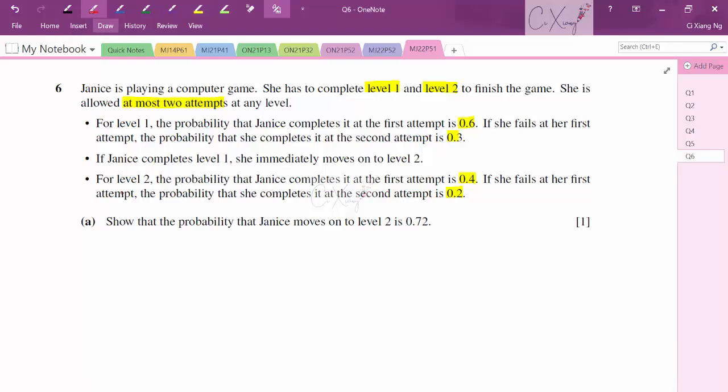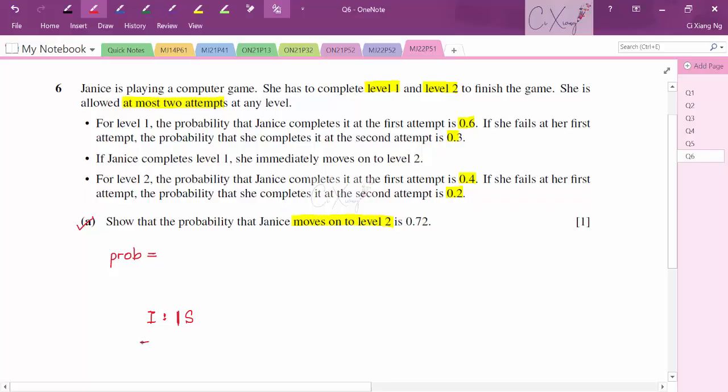Now they are asking us to show that the probability that Janice moves on to level 2 is 0.72. So how can we calculate the probability here? What are the possible cases for her to move on to level 2? First, at level 1, she's successful straight away, so she'll move on to level 2. This is the first case. 1 here means level 1, then S means successful. So straight away she will move to level number 2.